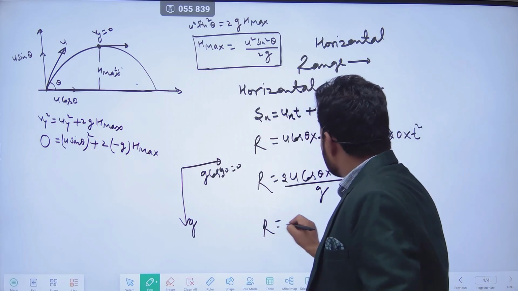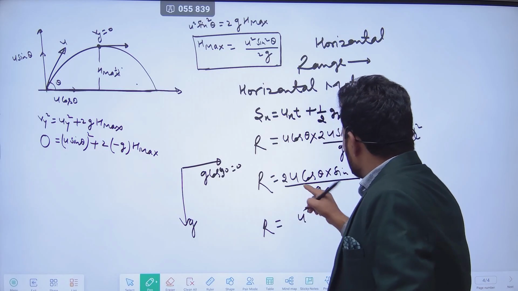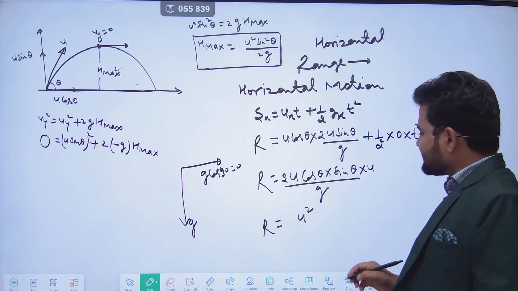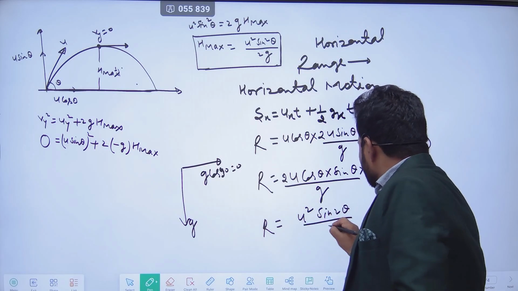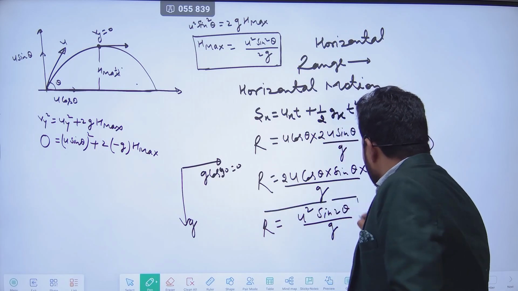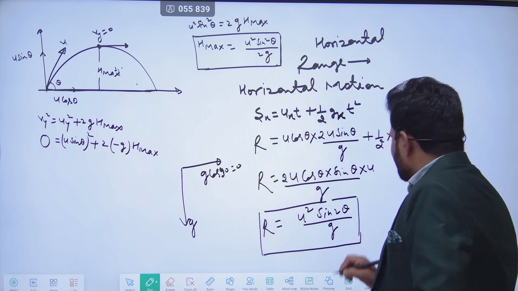So we take u, and again here u, another u. So we will get the formula u square, and 2 sine theta into cos theta, that is sine 2 theta. So u square sine 2 theta by g. This is our formula for range.